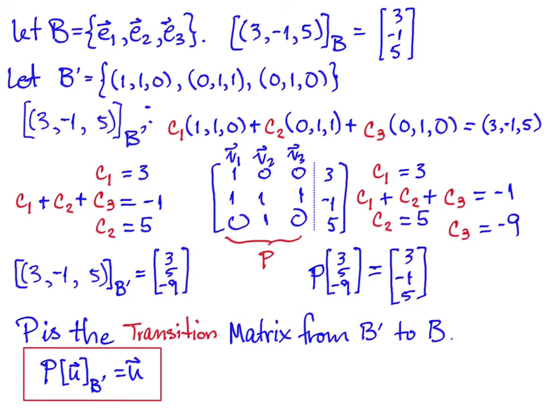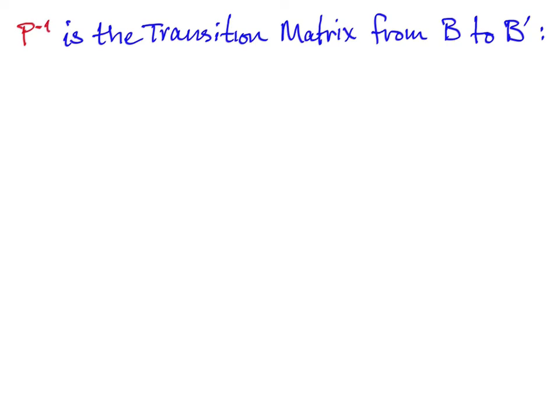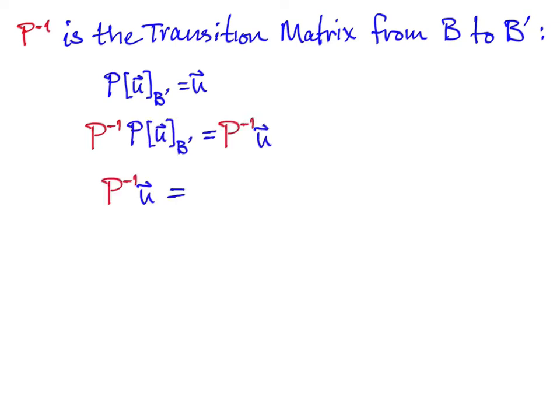All right, but what if we want to go from B to B prime? Well, notice that P is an invertible matrix because the columns of P form a basis for R3. So the columns of P are linearly independent, and we have a major theorem that says that means that matrix is invertible. So if we want to go from B to B prime, we just need the inverse of that matrix P. P inverse is the transition matrix from B to B prime, because if we start with this equation, P times the coordinate vector relative to B prime is equal to the original vector, multiply both sides by P inverse, and we get the following equation. We get P inverse times the vector u is going to give us the coordinate vector of u relative to B prime.